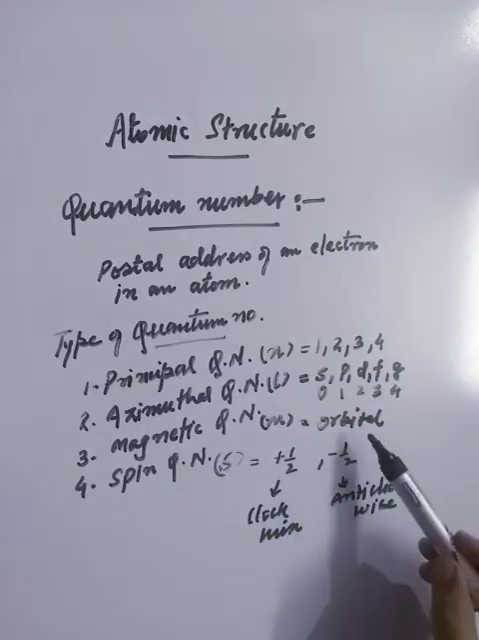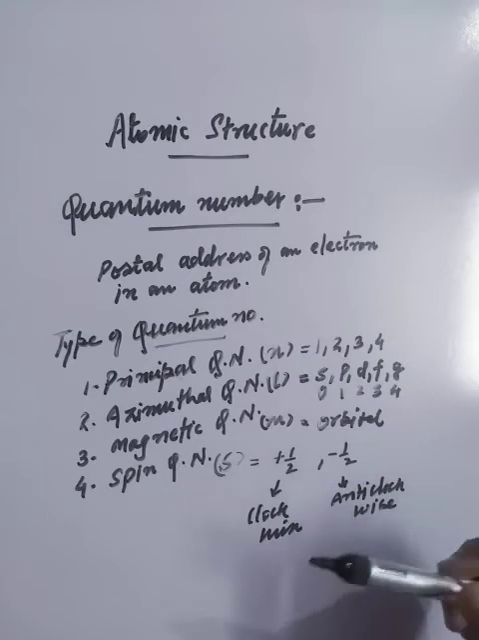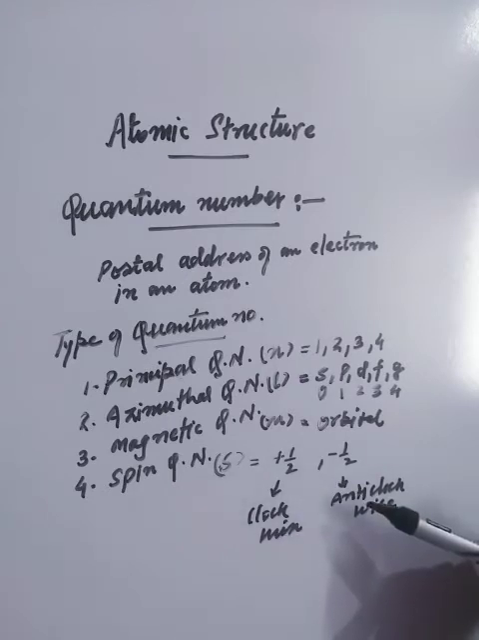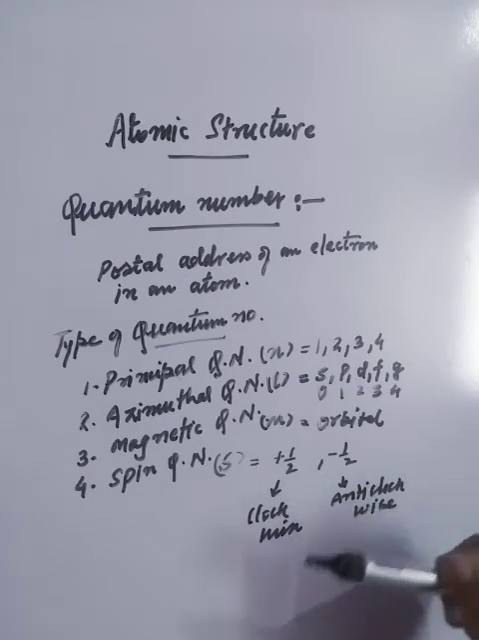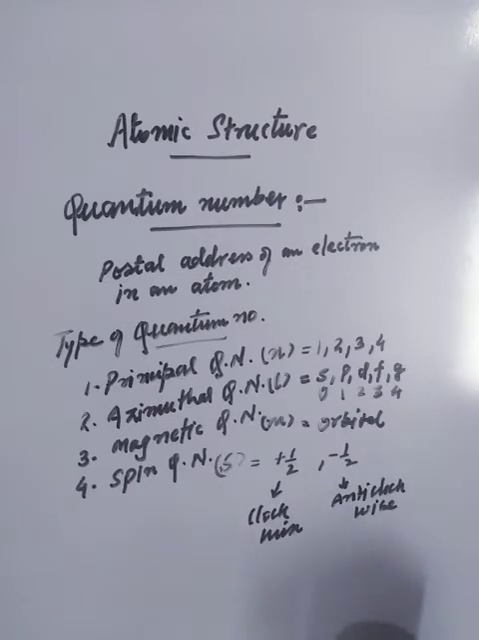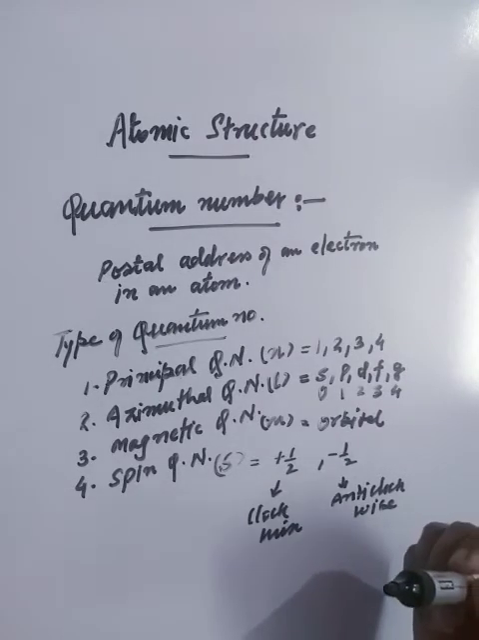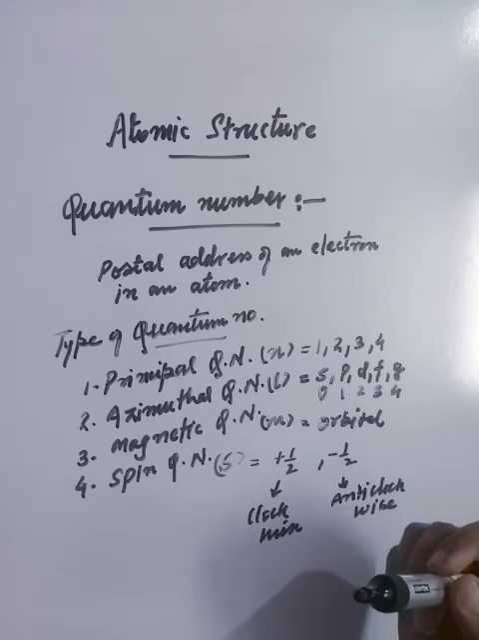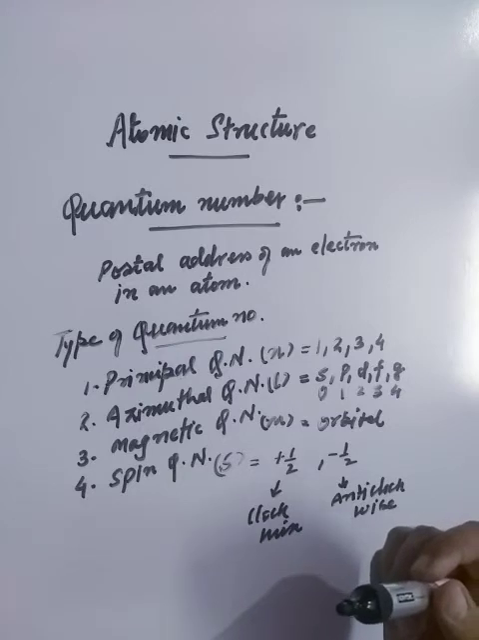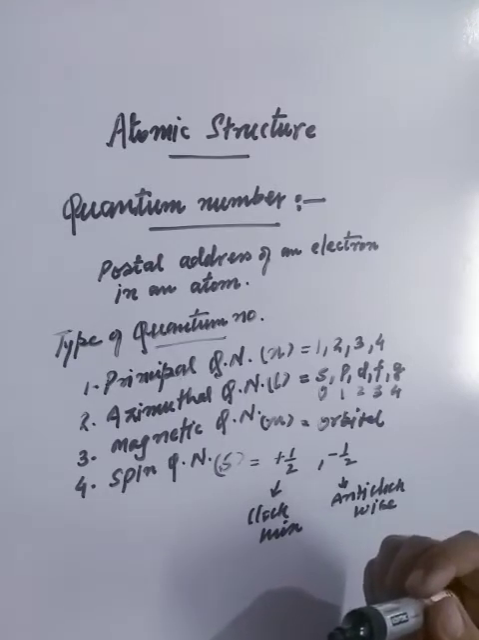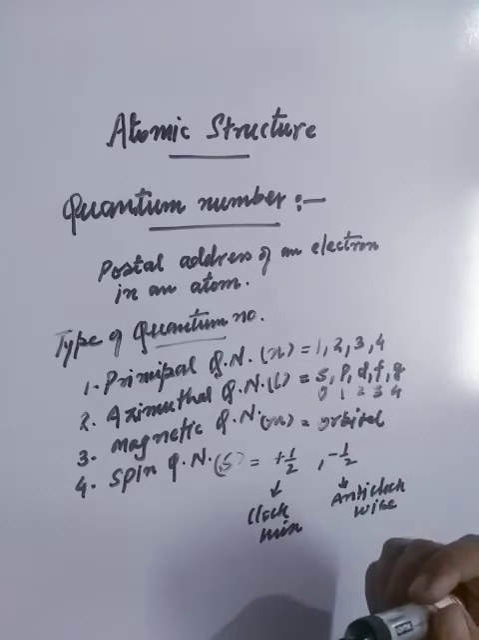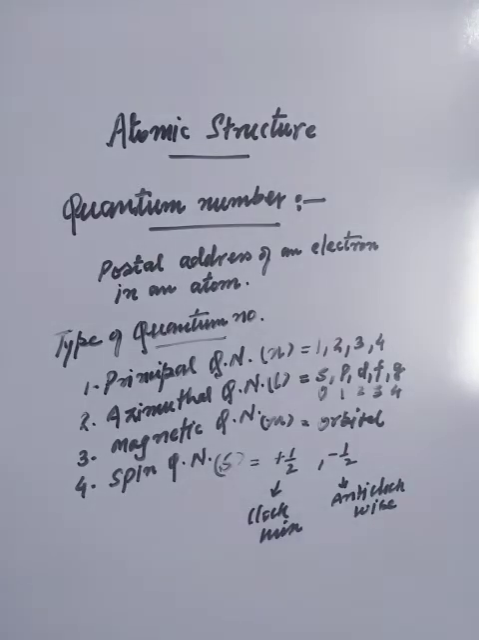Remember, every orbital has two electrons, one clockwise and the other anti-clockwise. That is the law of Hund's rule. According to Hund's rule, every orbital must have two electrons, one clockwise and the other anti-clockwise, and the clockwise electron will have lower energy, so it will be filled first. Then after filling all the orbitals with clockwise electrons, we start the filling of anti-clockwise electrons. This is Hund's rule.